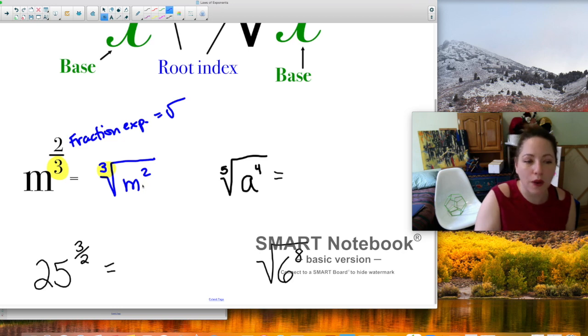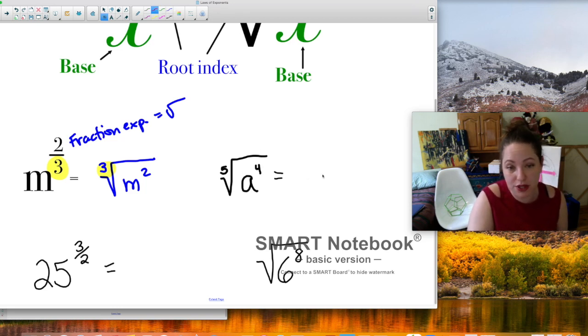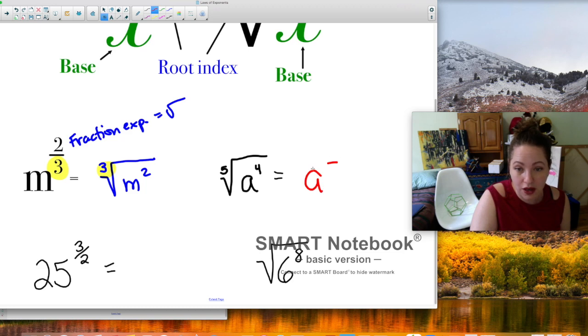Okay, you may be like, why would I need to rewrite it like this? Well, being able to move back and forth can help us a lot, and let's see some examples of how it can help us. So here, this is a root, which means it becomes a fractional exponent. Okay, the exponent stays on top, so the 4 is the exponent. The root, 5, goes on bottom. That's how you rewrite it.